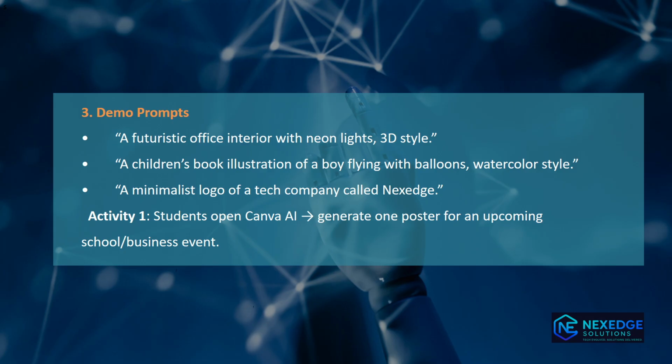Let's take a look at the activity. Students open Canva AI and generate one poster for an upcoming school or business event. So this is an activity. Let's open our Canva AI. You need to download the Canva app, or if you don't want to download, you can just search for Canva on Google and make use of the web app. So let's try this out by opening our Canva and then typing these prompts.